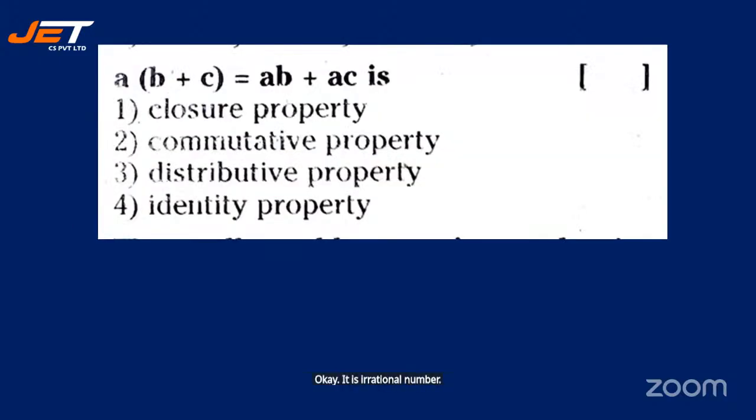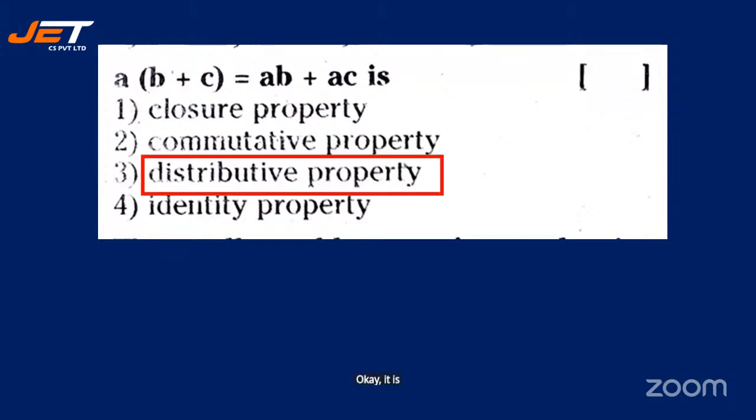Right. Now, A into B plus C is equal to AB plus AC. What property is that? Very simple. Closure property, commutative property, distributive property, or identity property? Okay. It is distributive property.